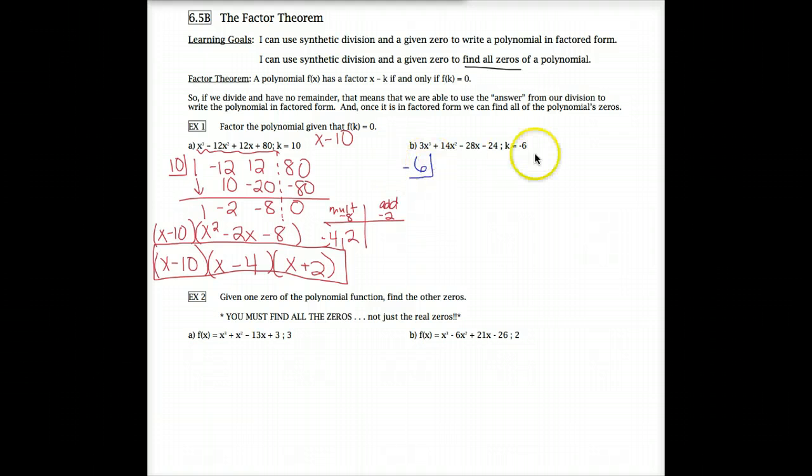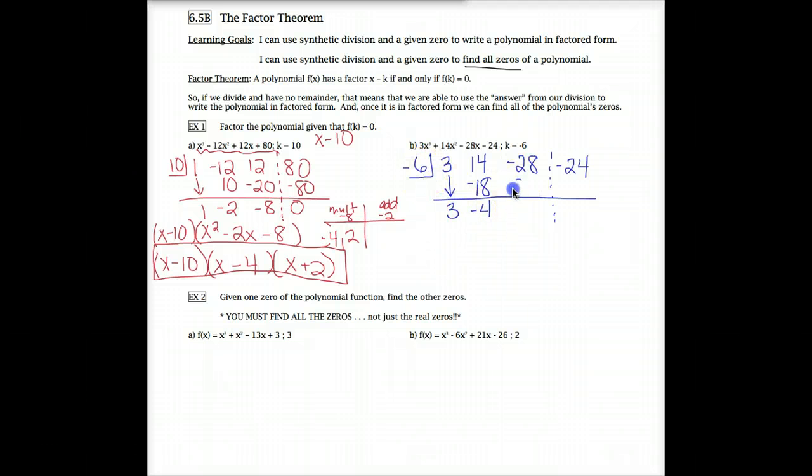So in our box, we set up the negative 6, then coefficients along the top row, so 3x cubed, 14x squared, negative 28x, and negative 24. So bring this down, dashed vertical line. So bring down my 3. Box times bottom gives me negative 18. Add the column gives me negative 4.